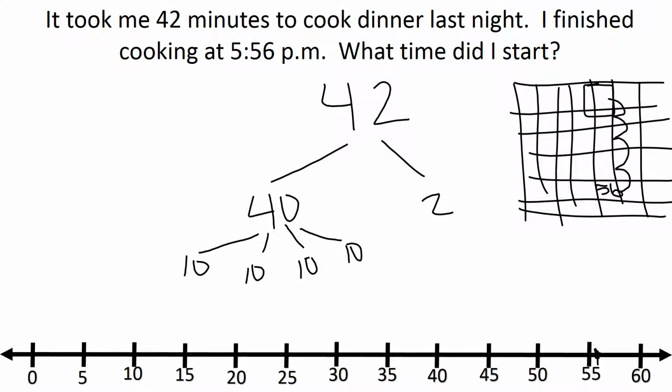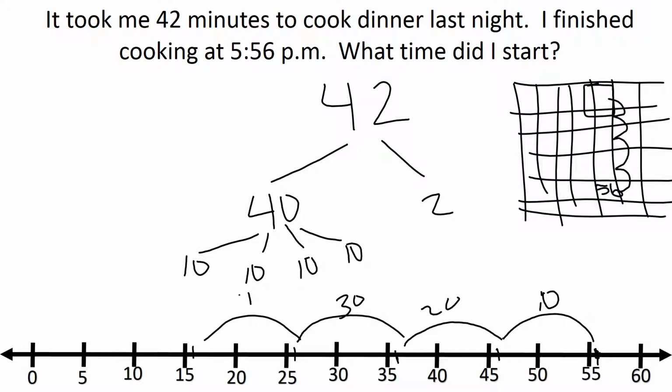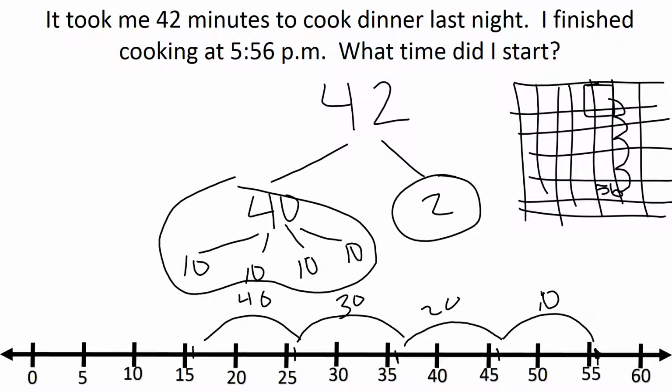That's a mystery number. So you could go backwards 10 and be at 46, 10 more and be at 36. We've got 10, 20, 10 more would be 26, and then 10 more would be 16. Are we done? No. We've just done this section. We still have 2. So we're at 16 and we need to go backwards 2. We go backwards 1, we land on 15. We go backwards 1 more, we're at 14.